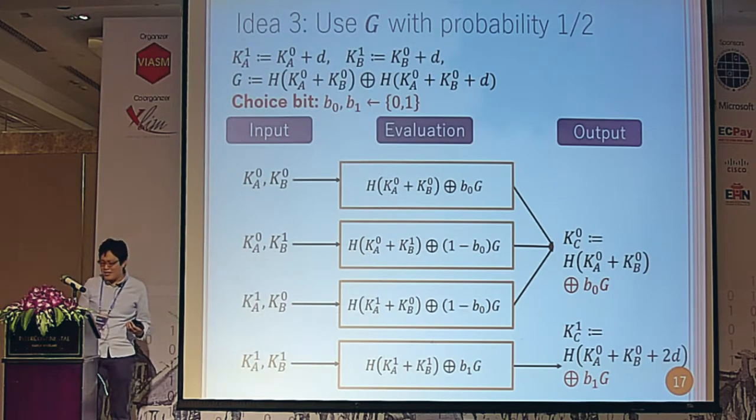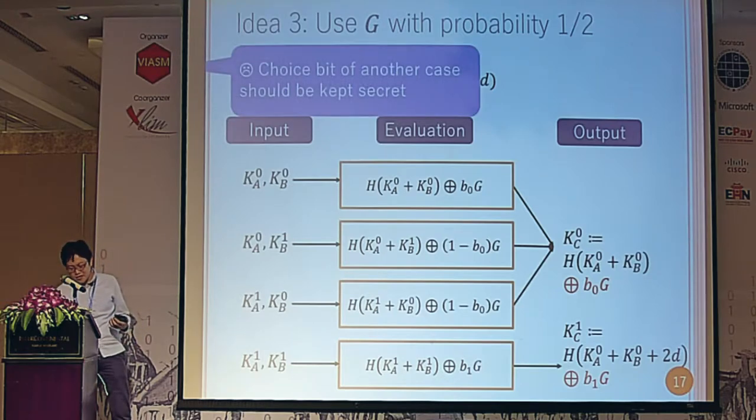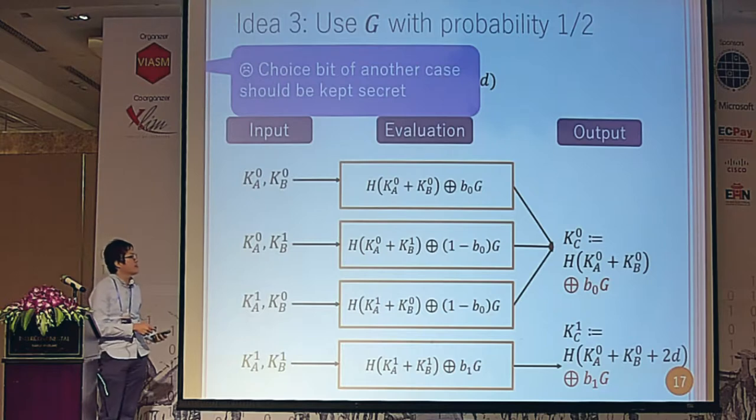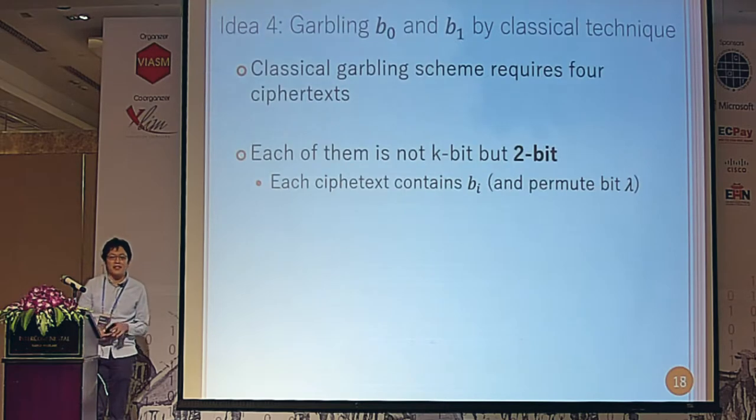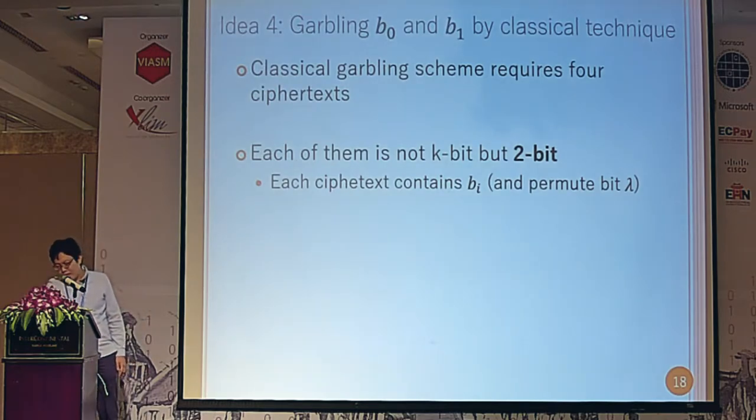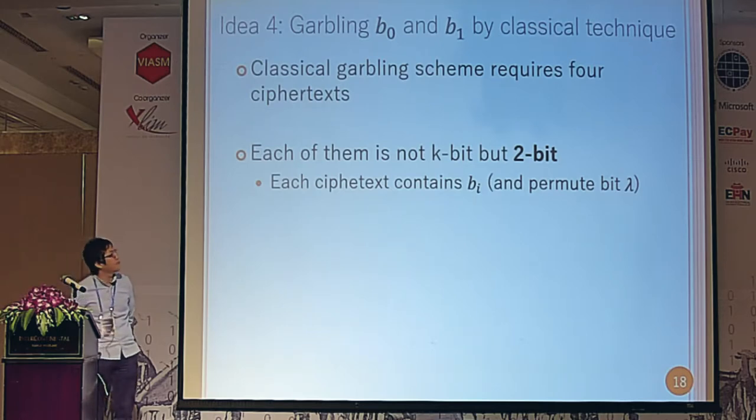This scheme is almost secure, but the remaining problem is that the choice bit of the other case should be kept secret. For example, B0 is distributed uniformly random, but the joint distribution of B0 and 1 minus B0 is not uniformly random. So we have to hide the choice bit of the other case. Solving this problem is very easy: just garble B0 and B1 by the classical technique introduced in the first slide.